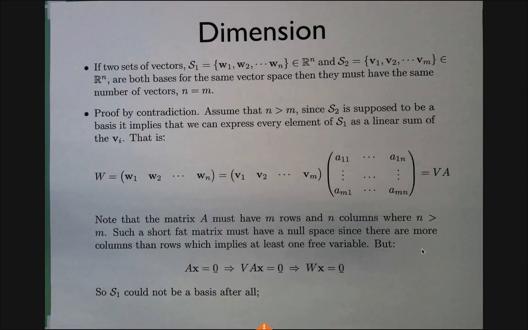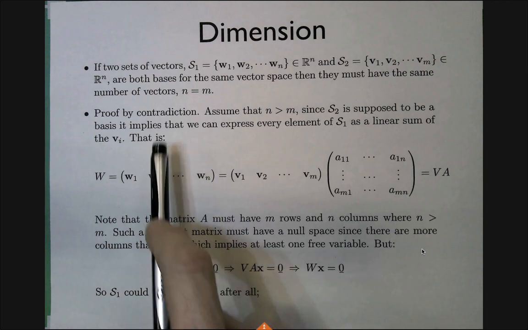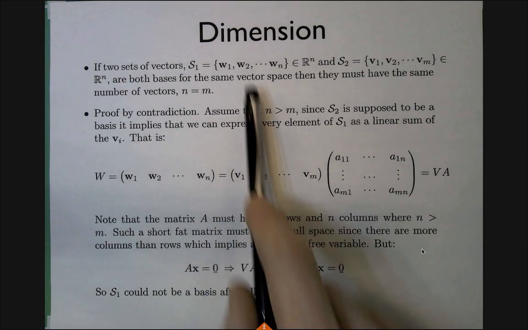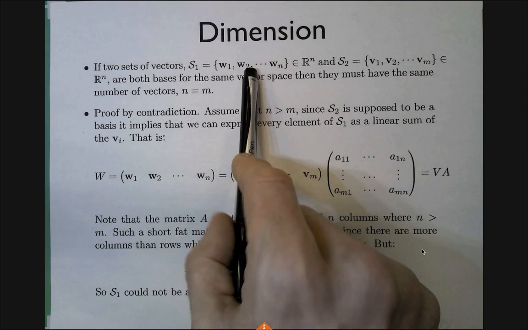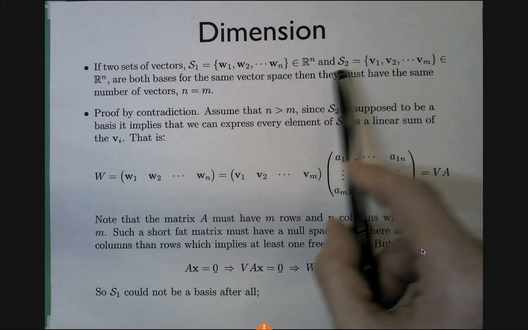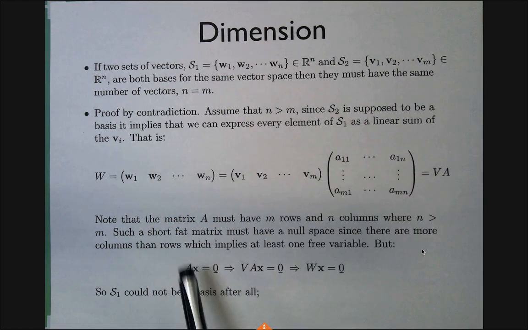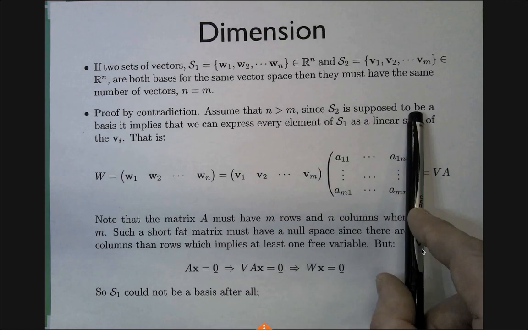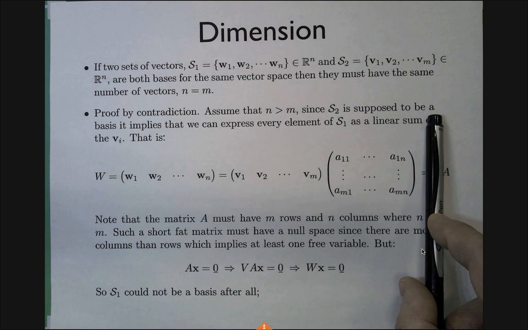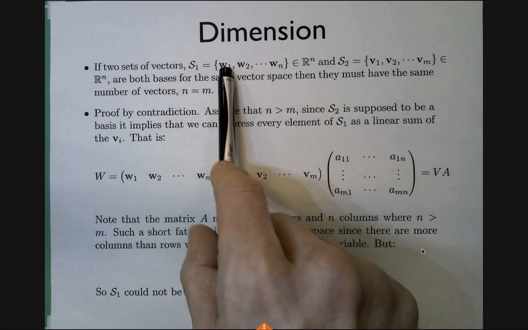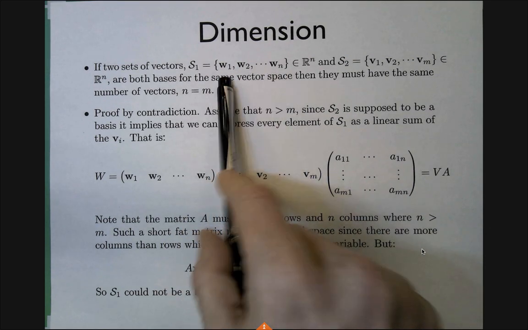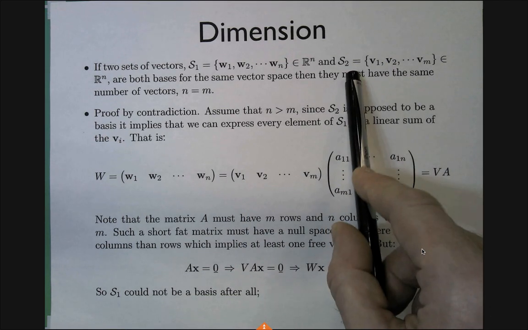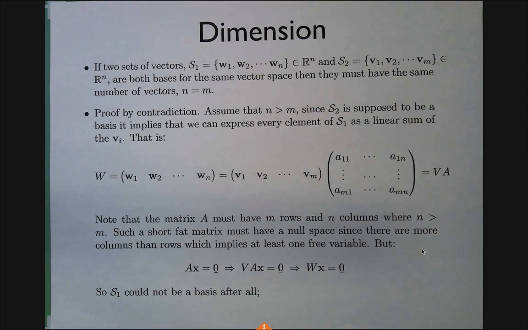That's really the idea of a basis. Let's see how we can prove it. We prove it by contradiction. So we will assume that one of them is actually larger. Let's assume that S1 is a basis with more vectors than S2, that n is strictly larger than m. But S2 is supposed to be a basis, right? So that means that each of these W's in S1 I can write as a linear combination of the basis vectors in S2, as a linear combination of V's, right?